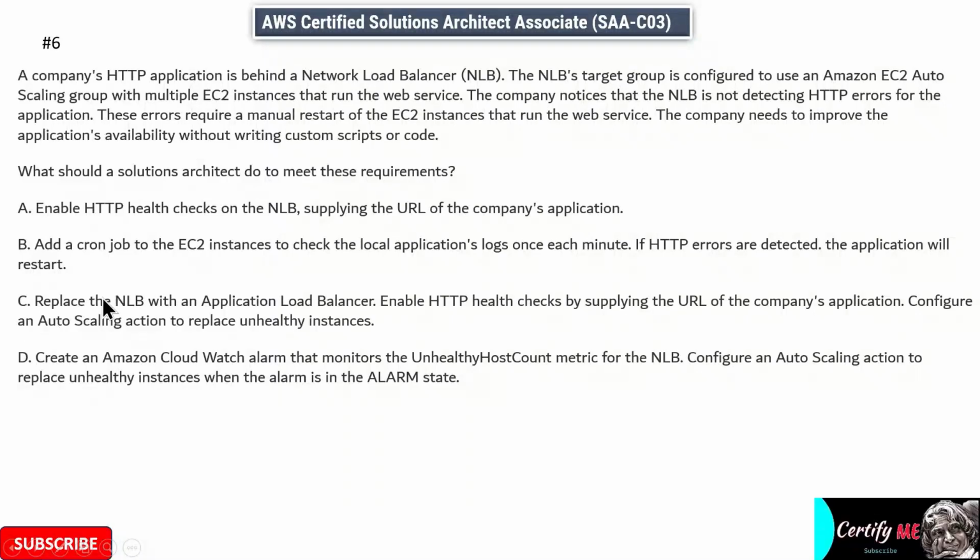Option C. Replace the NLB with an Application Load Balancer. Enable HTTP health checks by supplying the URL of the company's application. Configure an Auto Scaling action to replace unhealthy instances. Option D. Create an Amazon CloudWatch alarm that monitors the unhealthy host count metric for the NLB. Configure an Auto Scaling action to replace unhealthy instances when the alarm is in the alarm state.